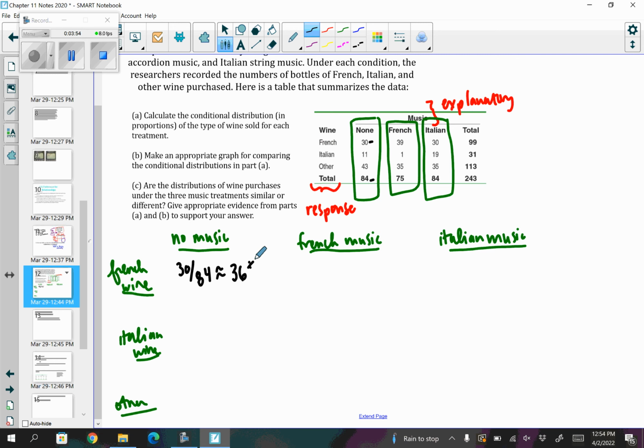And then we would continue down this no music, so 11 out of 84, which is about 13%. And 43 out of 84, which is about 51%. Notice if I add those percents up, I'm going to get about 100% because we're looking at no music all in one. If you would like to pause the video right now to calculate the rest, please do so. Otherwise, in a moment, you will see all of the conditional distributions on the screen.